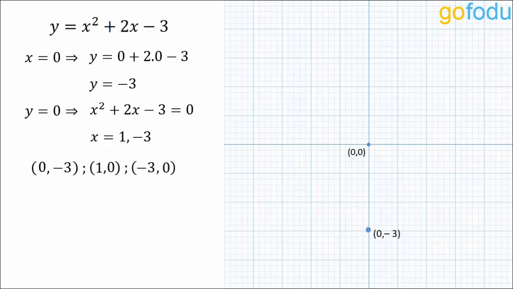This is 0 comma minus 3 on the graph, 0 on x-axis and minus 3 on y-axis. Then we have 1 comma 0 and minus 3 comma 0. So our graph will go like this. It will pass through these 2 points, and to go through the third point, it will have to turn and go upwards, something like this.